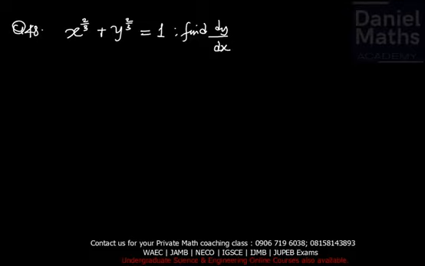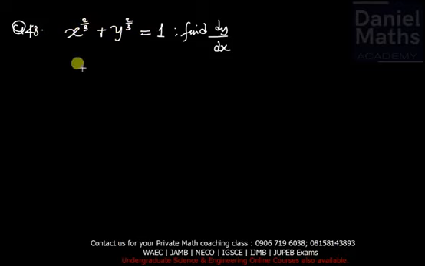Let's get into the next question. In this question, we are asked to find dy/dx by implicit differentiation for x raised to the power 2/3 plus y raised to the power 2/3 is equal to 1. So we begin this problem by differentiating this.